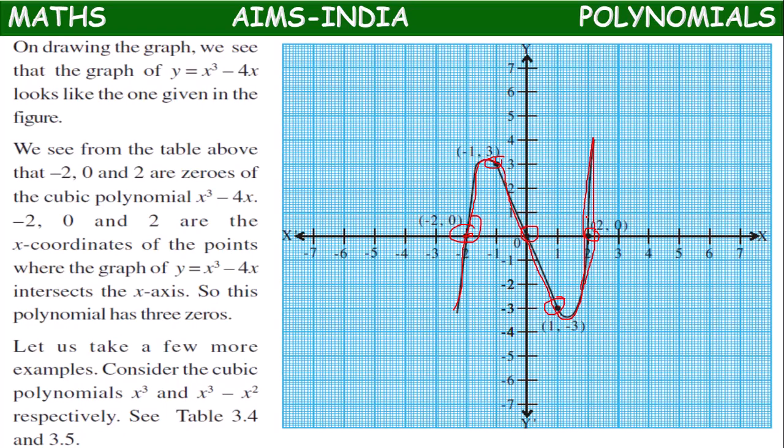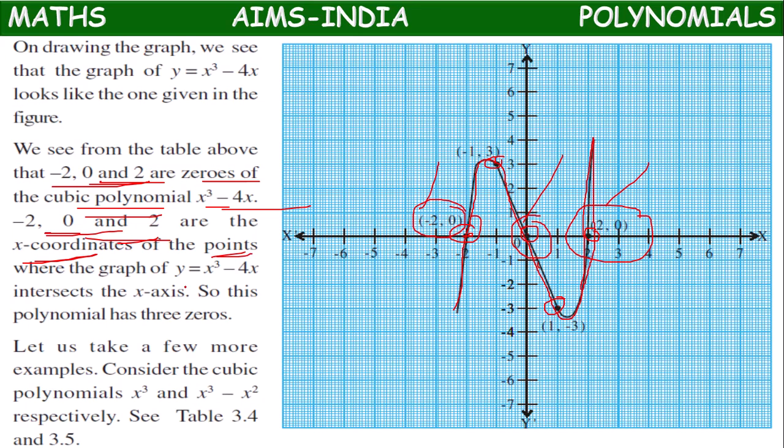it is coming like this. The shape is coming like this. So it is touching the x-axis at 3 points, (minus 2, 0), (0, 0) and (2, 0), whose x values are minus 2, 0 and plus 2. So minus 2, 0, plus 2 are the zeros of the cubic polynomial. They are the x-coordinates of the points where the graph of y equals x cube minus 4x intersects the x-axis. So a cubic polynomial can have 3 zeros.